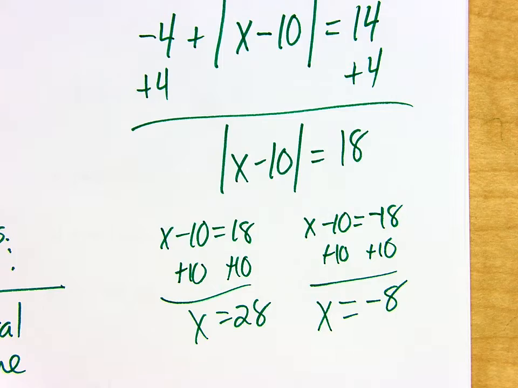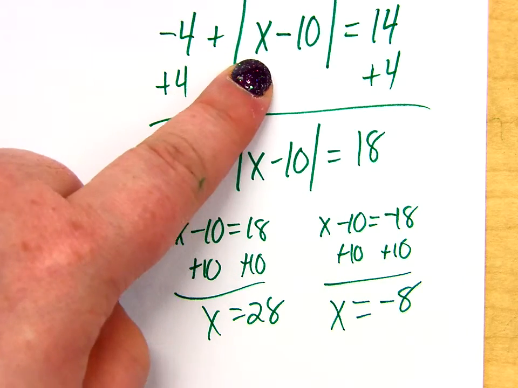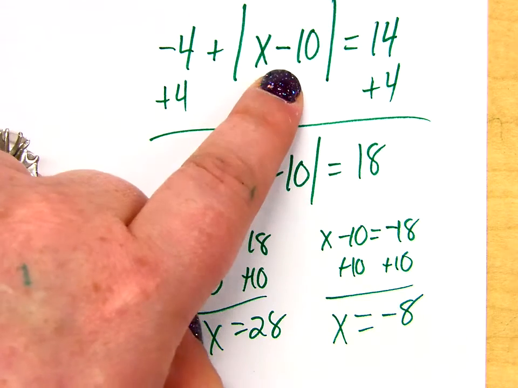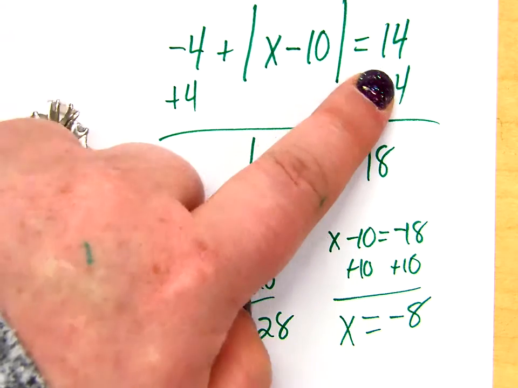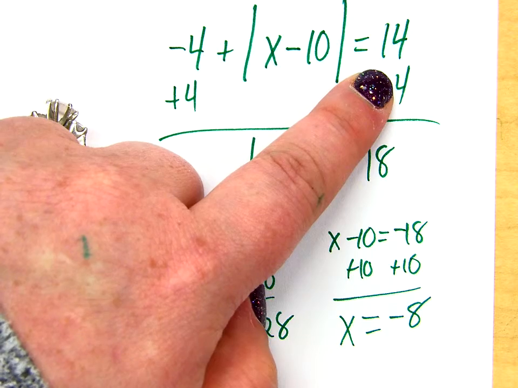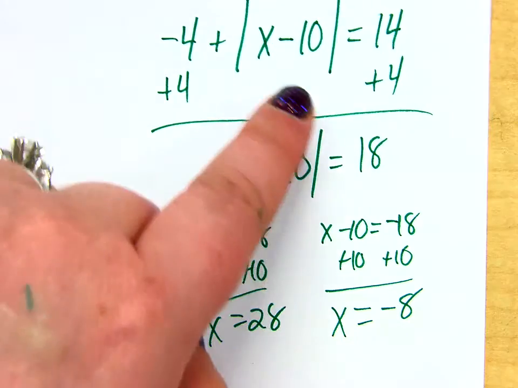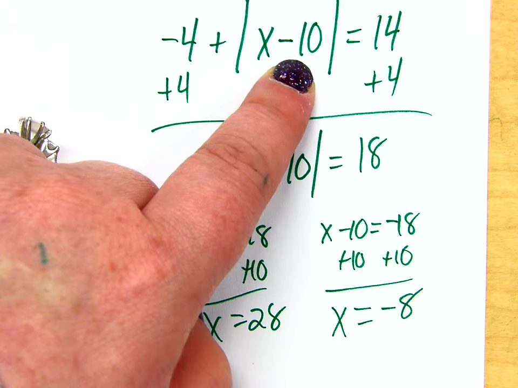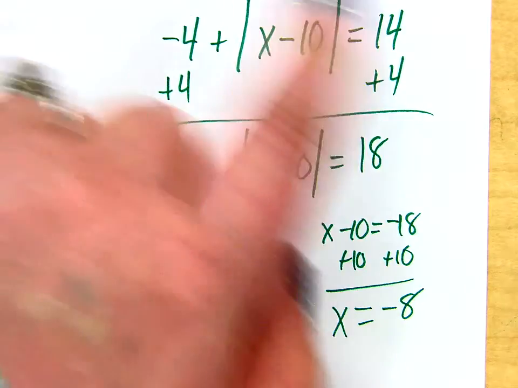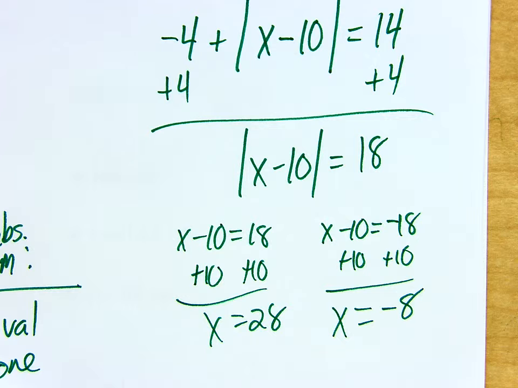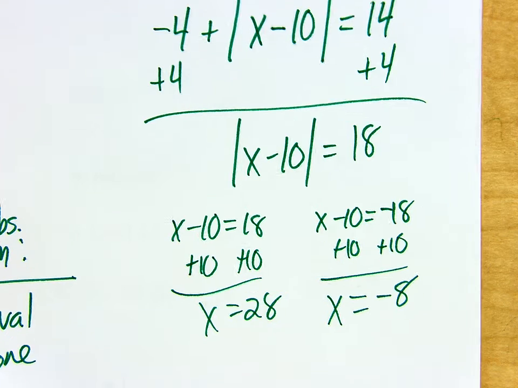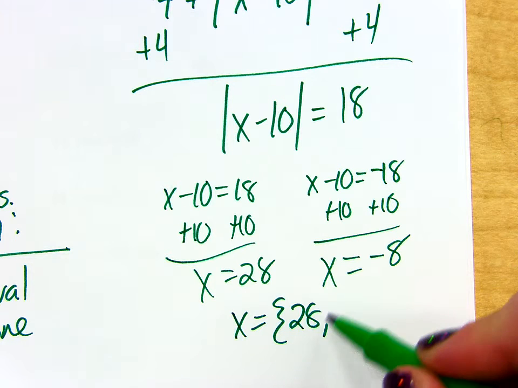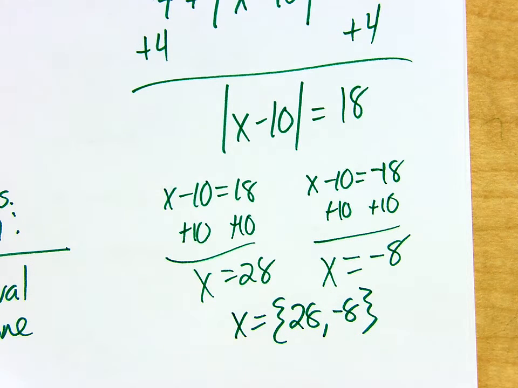I should take them back to the original and check them real quick. So 28 minus 10 is 18. Absolute value of 18 is 18. 18 and negative 4, is that 14? Yes. Try negative 8. Negative 8 minus 10 is negative 18. But the absolute value of negative 18 is positive 18, and that works too. So I could write my answer like this if I like. And since it's just a listing, it doesn't matter who goes first.